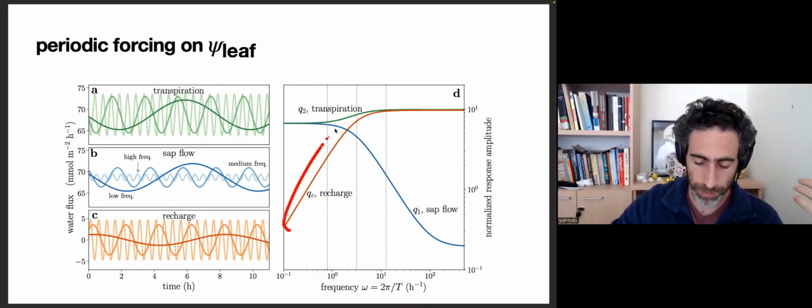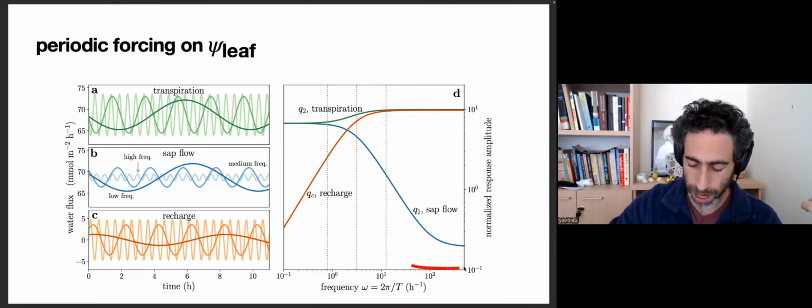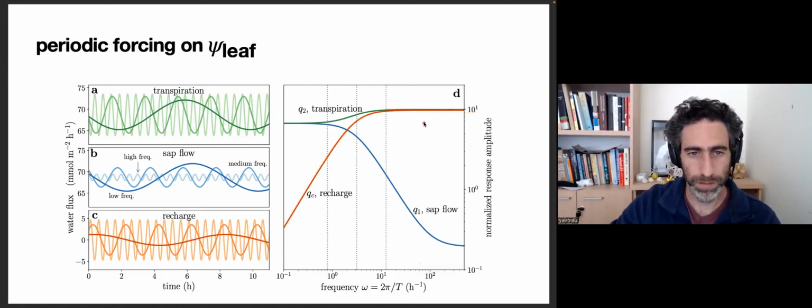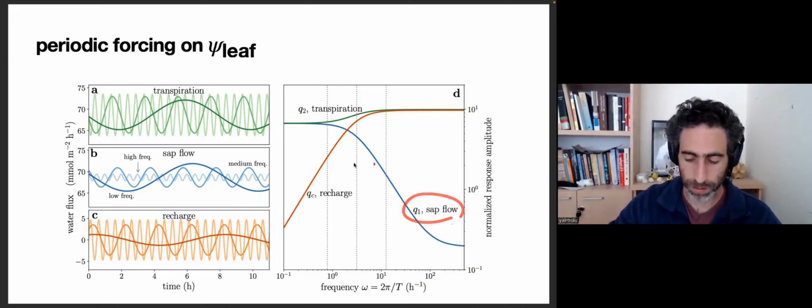Now recharge here, we see that when we have low frequencies, it's really low. So they are filtered out. And when the frequencies are high, then recharge, which is this here, is high. So it is a high pass filter, in the language of, I don't know, engineering maybe. It's a high pass filter because the high frequencies pass. They're not filtered out. And the opposite is true for sap flow. It's a low pass filter. So for low frequencies, we see the amplitude is super high like this. And for higher frequencies, they're filtered out.